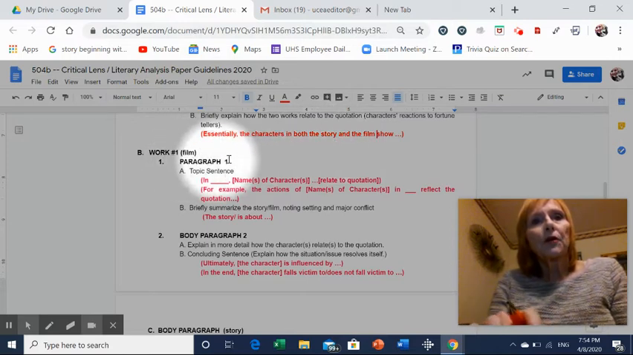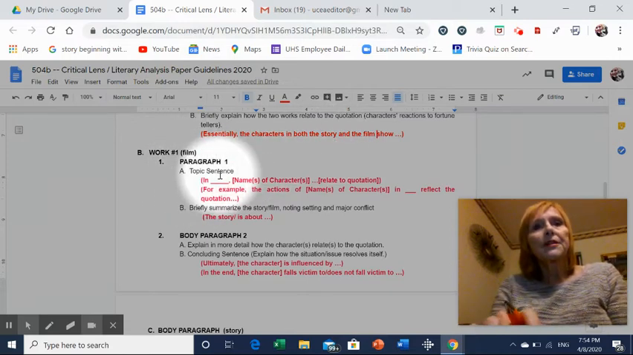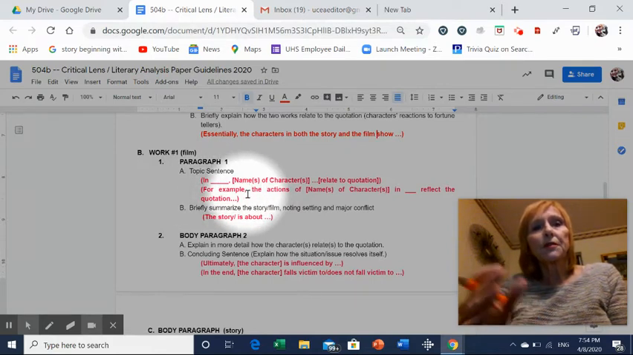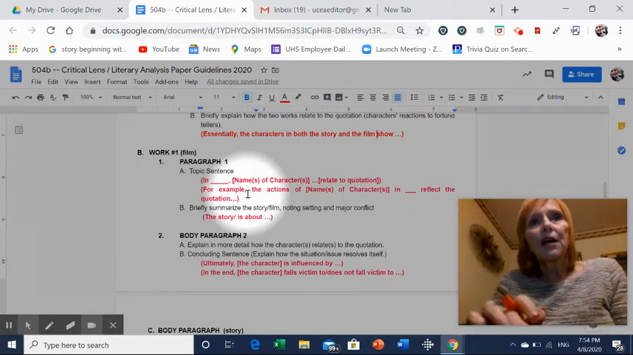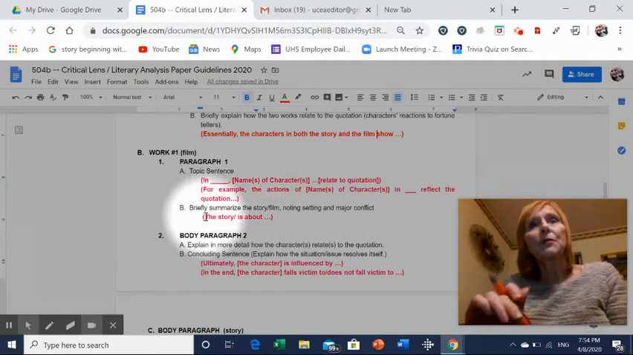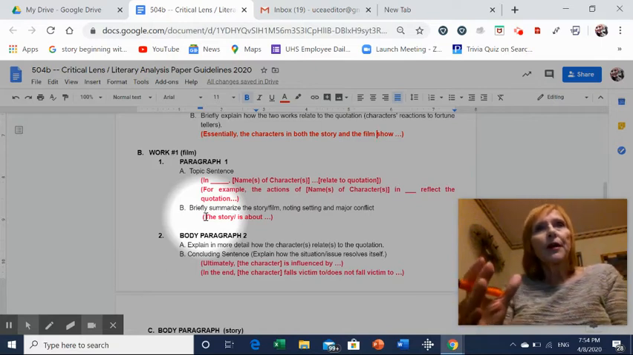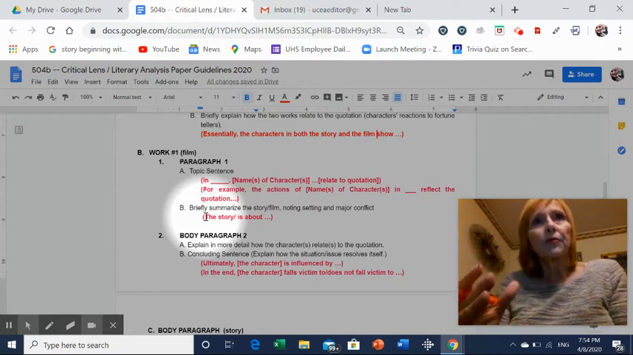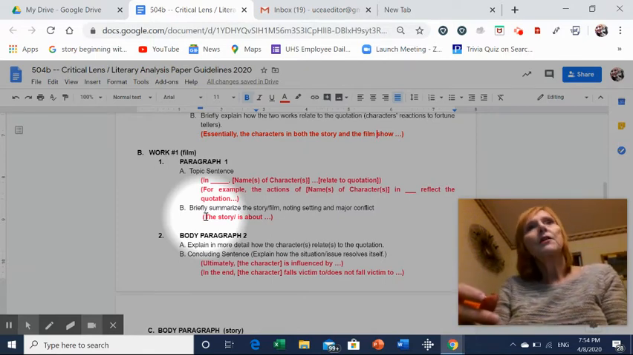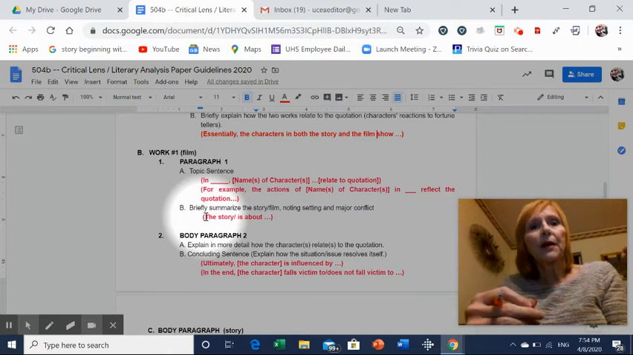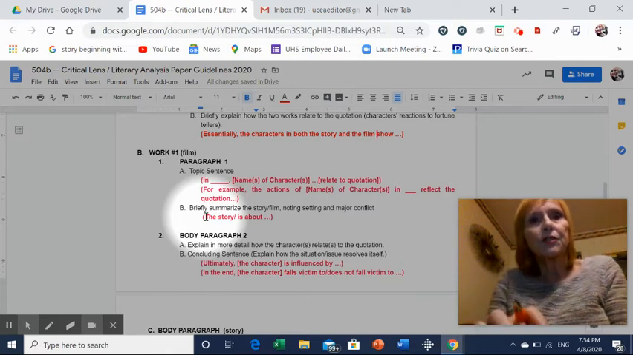So your first paragraph, you want to write a topic sentence. Again, I've given you some sentence starters. If they work for you, you can use them. But you have to have a topic sentence. And then you briefly summarize what the story is about. Think back to the example that you worked on with the Anne Frank quotation, right? That was the pattern. There was a topic sentence, followed by the summary, followed by the connection to the quotation.